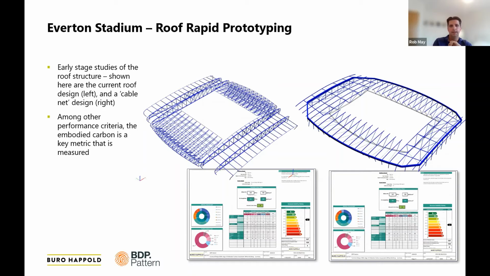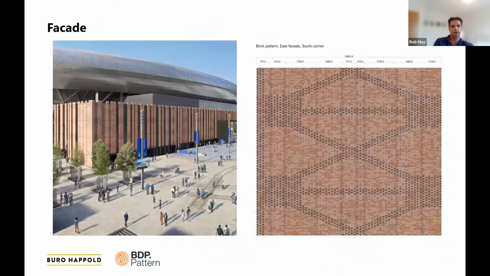And so again, the tools allow us to look at these really quickly. Historically, to do this in any level of detail was very difficult quickly, and I think what it's enabled us to do is look at many more options, put those on the table, but also with some metrics against them so that we can better quantify them. And over to Nick for the facade.